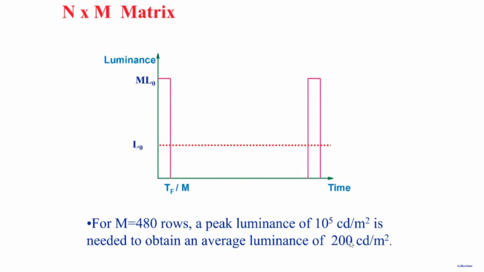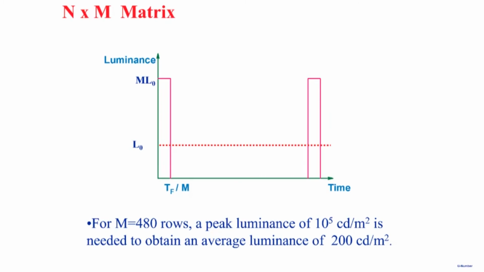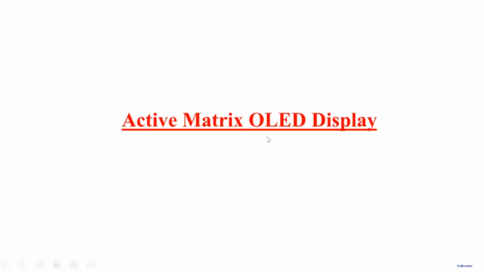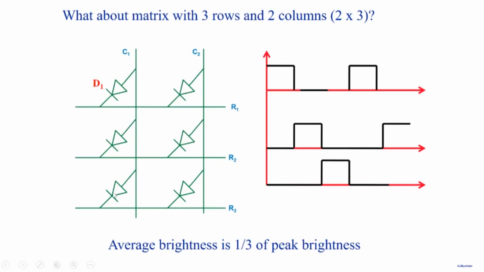Even going beyond 100 rows or 150 rows becomes very difficult. So if you're looking for 1,000 rows and 1,000 columns, you can't go through this particular approach. The solution to this problem is what we call the active matrix OLED display. So we have an OLED display arranged in the form of a matrix. The previous display that we have talked about is what we call a passive matrix.